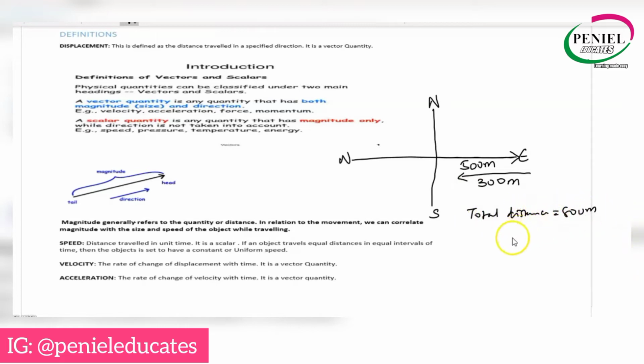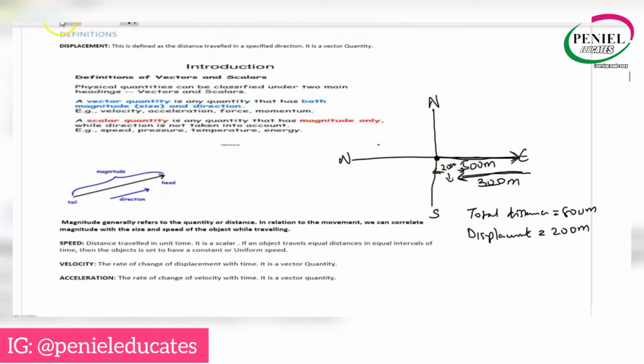But the displacement is actually 200 meters, since he is now only 200 meters from the starting point. It started here, moved like this 500 meters, then from here it returns again 300 meters. So this is just a displacement of 200 meters from the starting point. So that is the displacement.